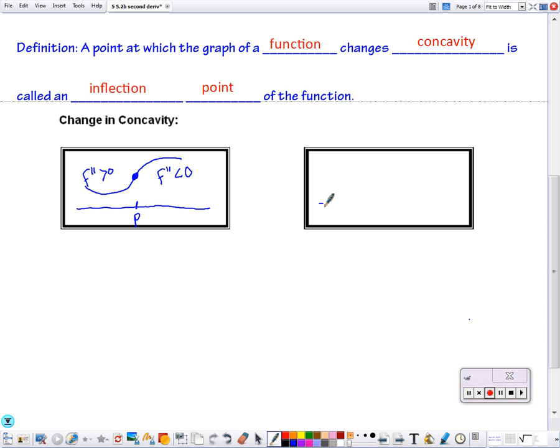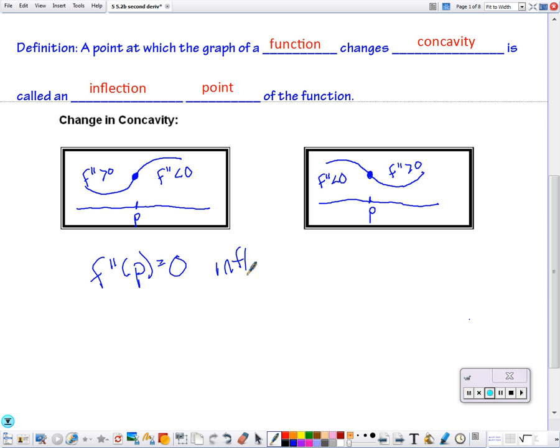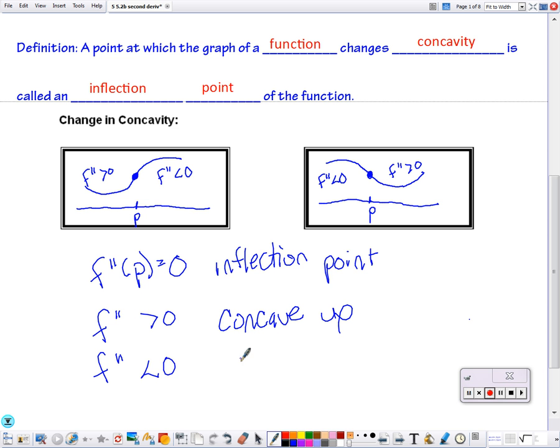We can go the other way. If we start concave down and then change to concave up, again, here's our inflection point. On this side, the second derivative is negative because we're concave down. And over here, the second derivative is positive because it's concave up. So, where the second derivative at p equals 0 is an inflection point, and when the second derivative is greater than 0 on any interval, that's concave up. Remember, up like a cup. And when the second derivative is negative, that's concave down.